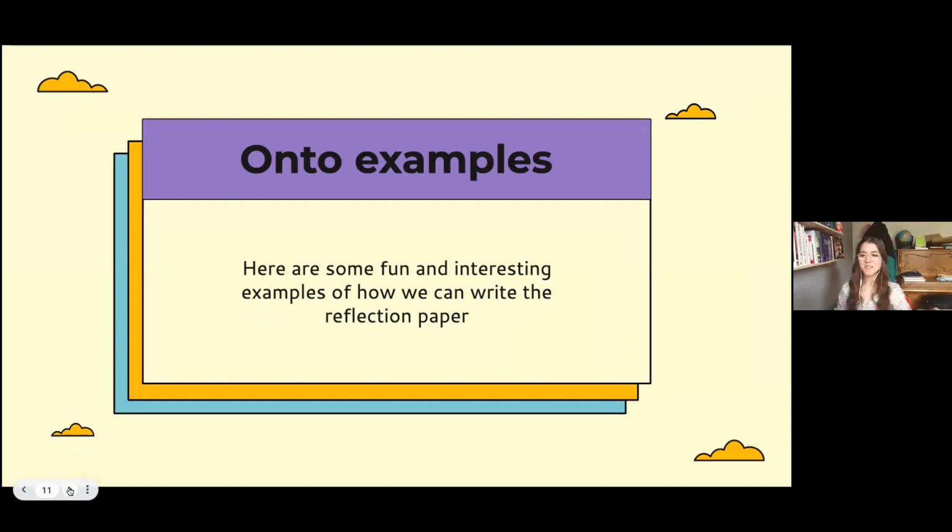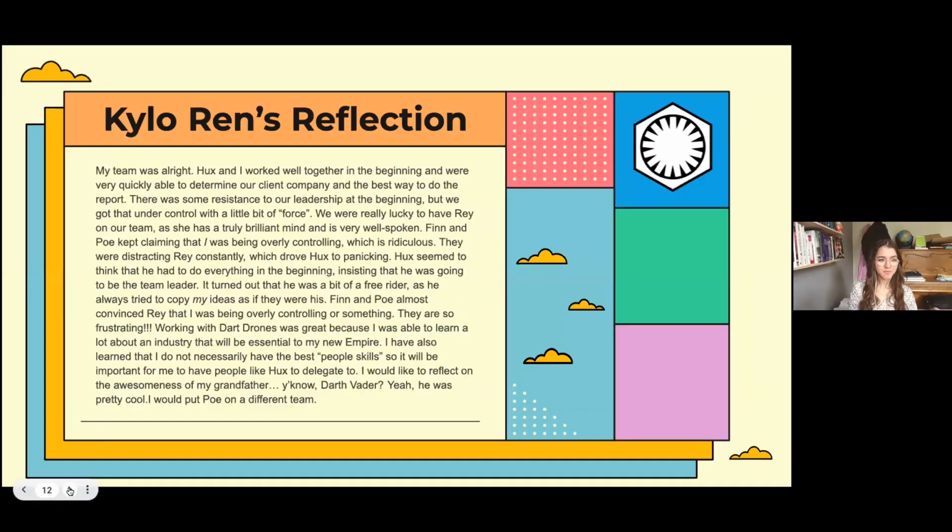Okay, so now we're going to go through some examples, and the aim of these examples is to show you some example of structure that you could adapt for your reflection paper. So the first reflection paper that we are going to read is Kylo Ren's reflection. For the ones who don't know who Kylo Ren is, it's a character in Star Wars, and it's like Darth Vader 2.0.